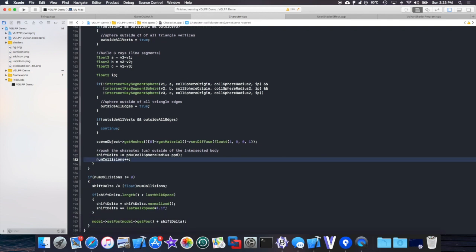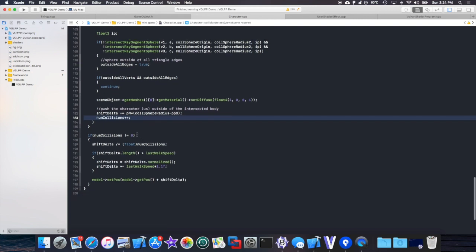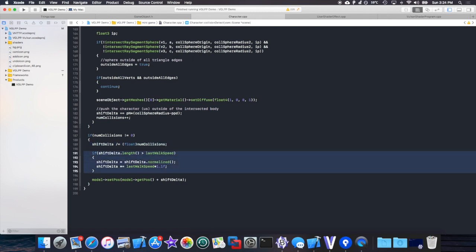And then we make note that this collision has occurred, and we add to the number of collisions in the loop. We find at the end of the loop, if we have any collisions at all, we average the shift deltas by the number of collisions, as I showed you in that slide with the averaging step, if we hit more than one thing. And this is important just to prevent any ugly jittering and sudden changes in camera position of the user. If we find that the delta length is greater than the walk speed of the character, we essentially make sure that we don't exceed that speed limit, and that prevents us from having ugly shifts.